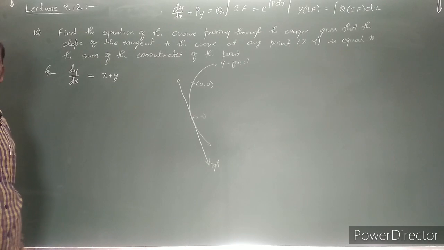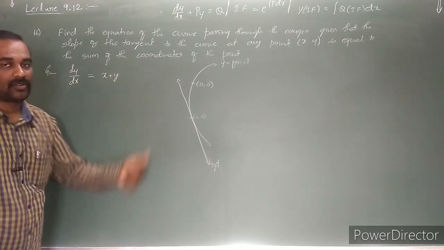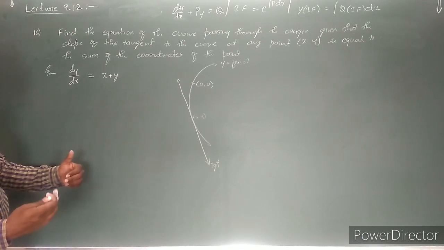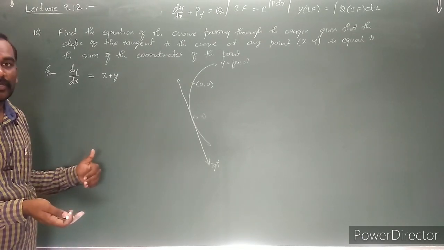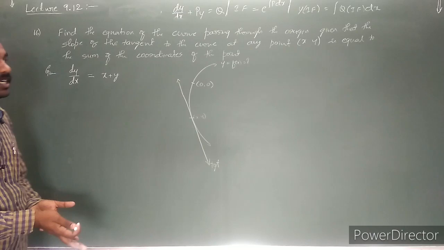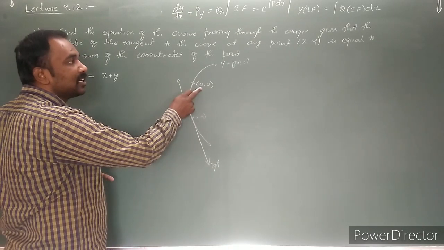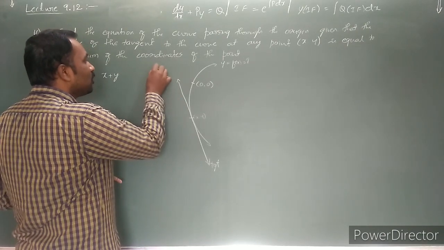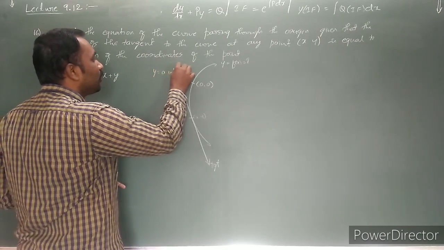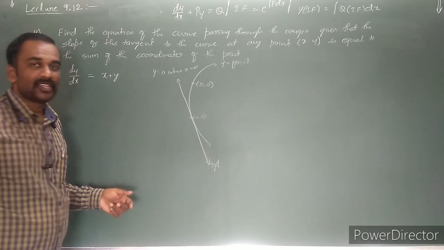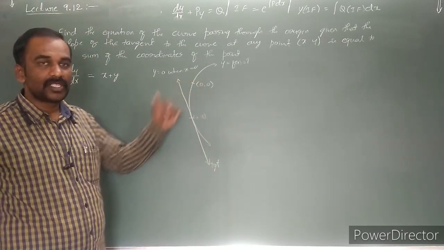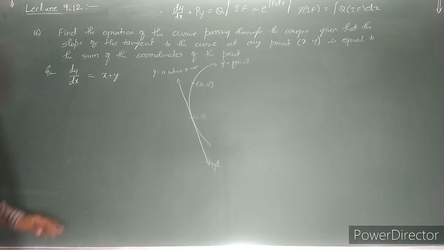I got the differential equation. Yes, dy by dx is equal to x plus y. This is the differential equation. So we need to get the particular solution or general solution. Particular solution: what is the condition? The condition is that the curve passes through the point 0, 0. That means y is equal to 0 when x is equal to 0. This is the condition. I think you got the point.